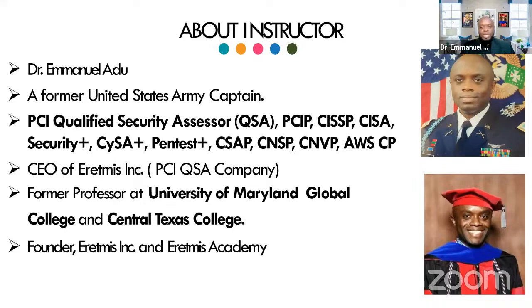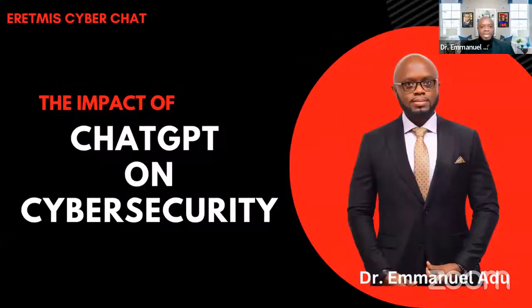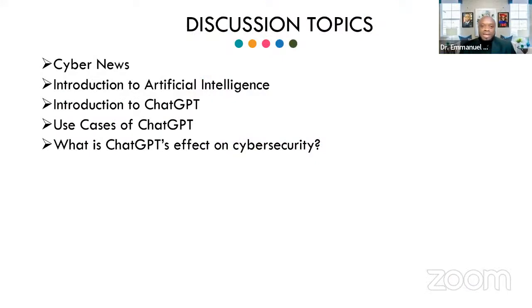So today's topic, like I said, is going to be about ChatGPT. I know a lot of you might have heard about ChatGPT, because it has been trending for a while. We are going to look at the use of ChatGPT as it pertains to security, and also how hackers or malicious actors can use it to cause more problems for companies in terms of information security. Some of the topics we'll be looking at, as usual, are some cyber news for the week, and then we will jump into an introduction of AI, and then an introduction of ChatGPT, some use cases of ChatGPT, and the effects of ChatGPT on cybersecurity.